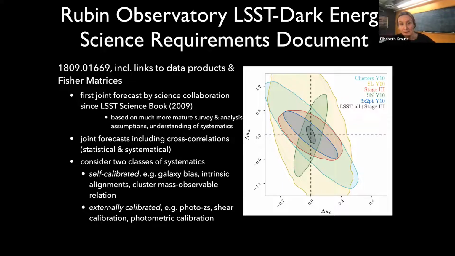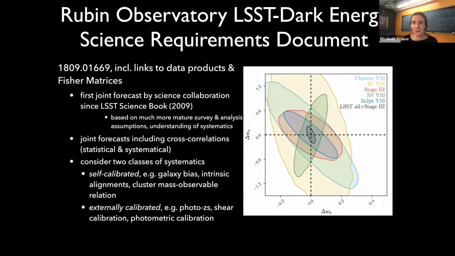These are the first joint forecasts by the science collaboration since the initial LSST science book in 2009. So this is based on a much more mature survey and analysis modeling, including the understanding of systematics. And here we had considered two classes of systematics. Those that are self-calibrated from the data, that is galaxy bias, intrinsic alignment, and the cluster mass observable relation. And those that are externally calibrated, we basically put constraining priors on photo-z uncertainties, shear calibration, and photometric calibration.